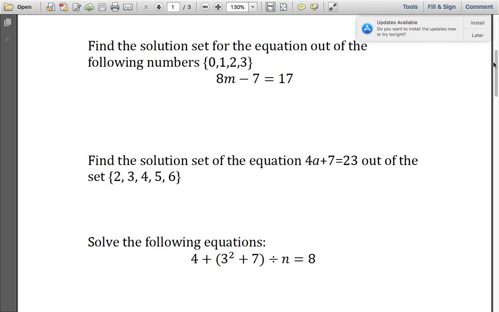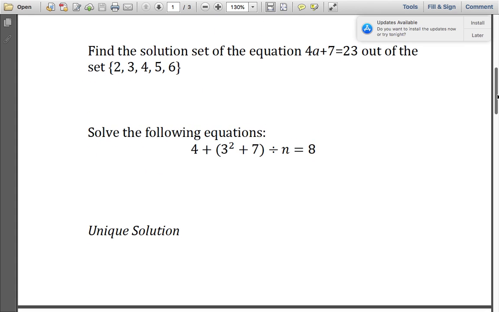Now, as far as equations, only one number should work, but for practice, you should always check them all. Okay? Of course, I'm not going to do that. Sometimes you can look at it and realize it won't work. You should be able to do a little bit of math in your head. Like, 2 times 4 is 8, right? I'm looking at this one. If I plug 2 in, 8 plus 7 is not 23, right?